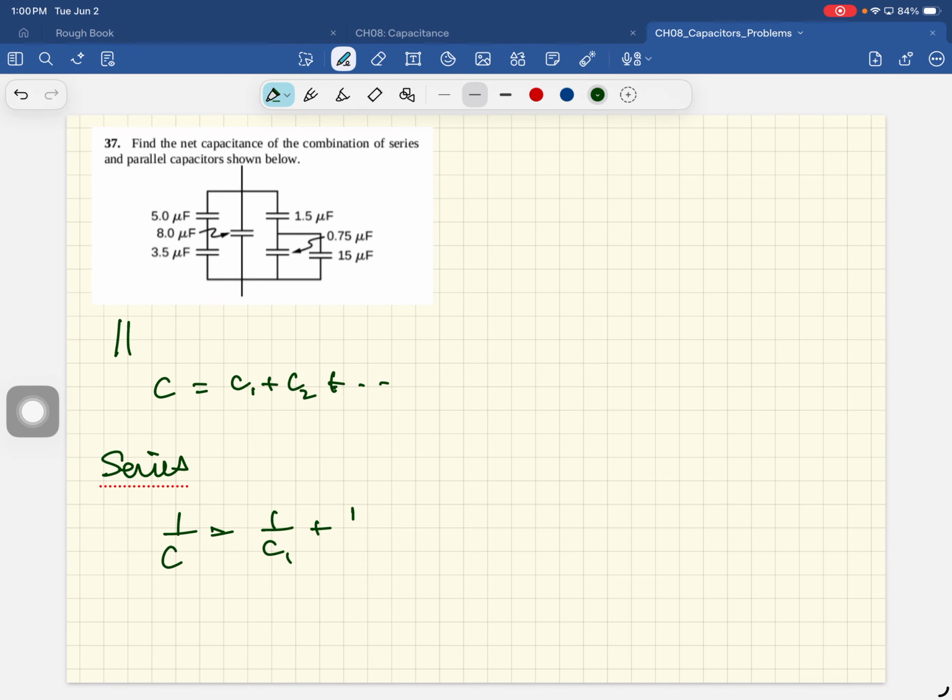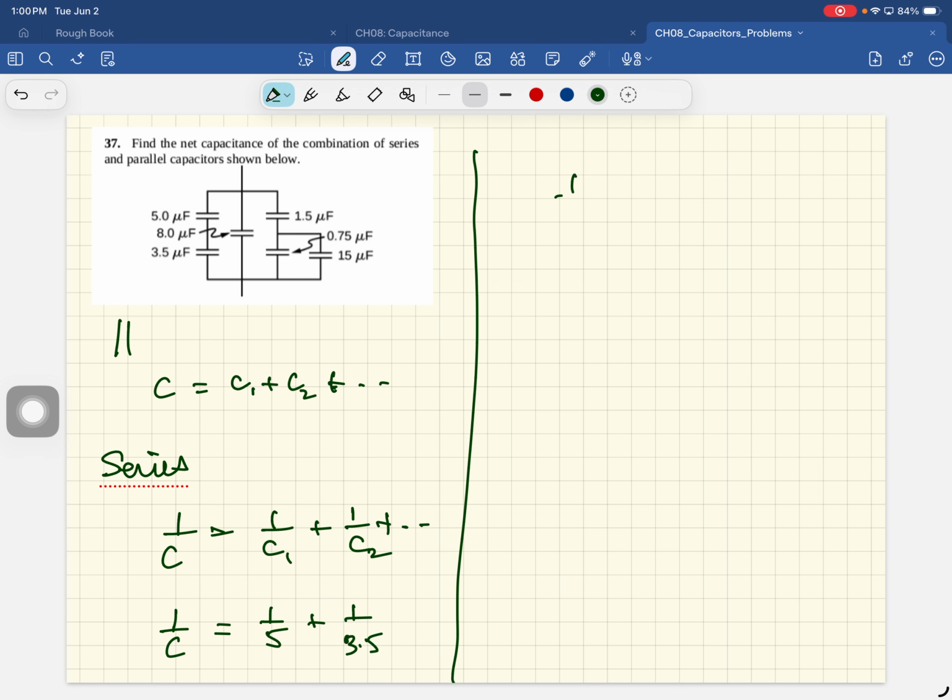I was overthinking. So the equivalent capacitance is 10.06, 11.43. So this mess of capacitors is equivalent to a single capacitor of capacitance 11.43 microfarads.